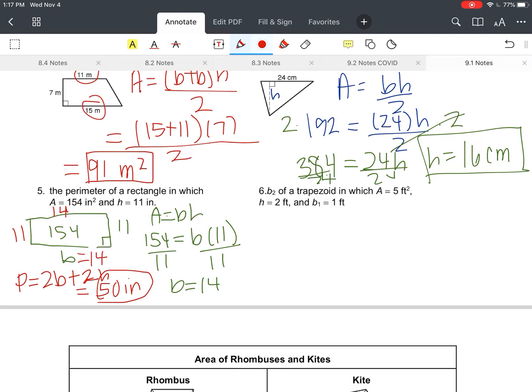And again, it's perimeter, it's just the distance around the outside, so it's a singular unit. So that's number 5.